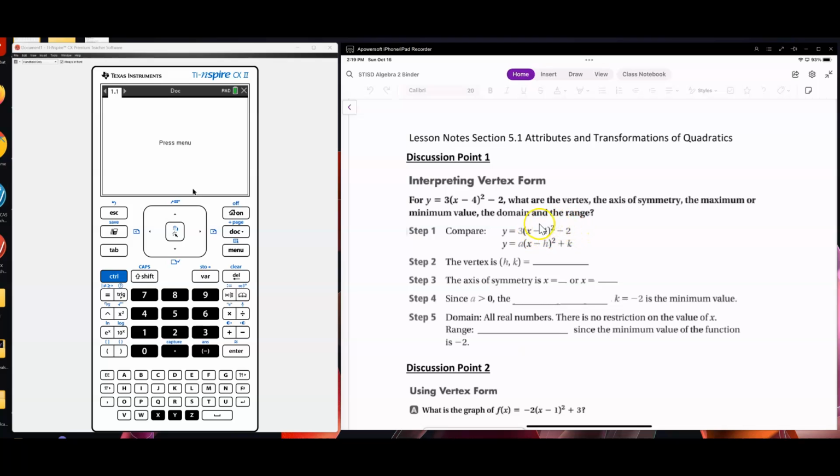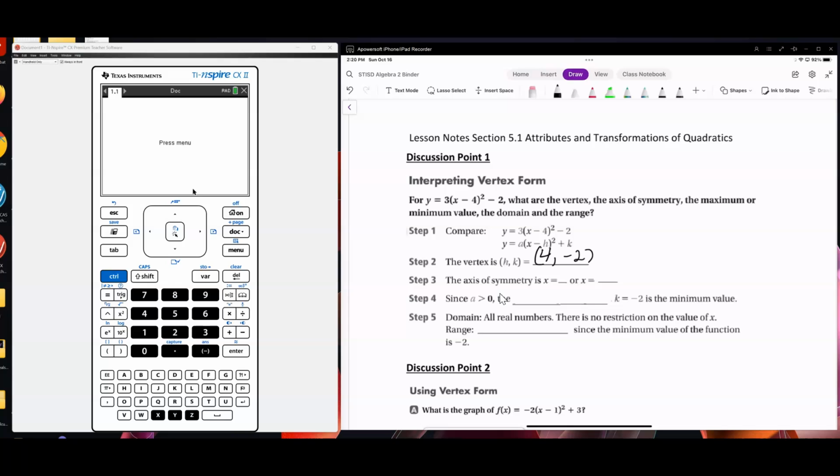So if you look at this equation, you know that the 3 is going to affect if it's narrower or wider. In this case, it's going to be narrow. The -4 tells you a little bit about the transformation when you compare it to the parent function. The -4 means that it's going to go 4 units to the right, and the -2 means it's going to go down 2 units. So the vertex is going to be, if it goes to the right, positive 4, comma, and we know it's going to go down, so it's -2. So the vertex is (4, -2).